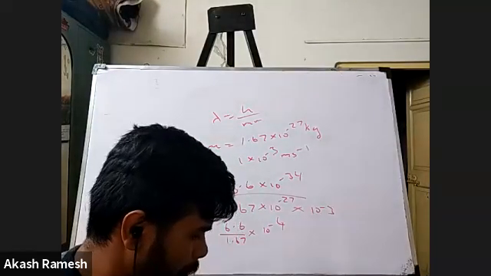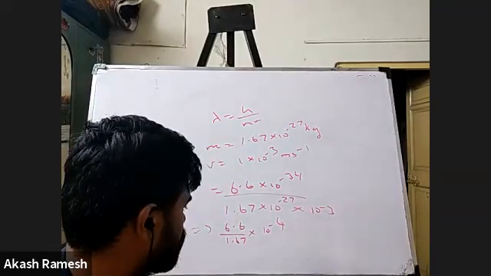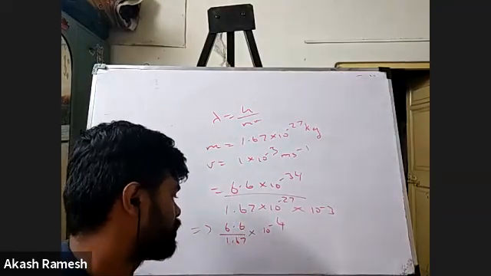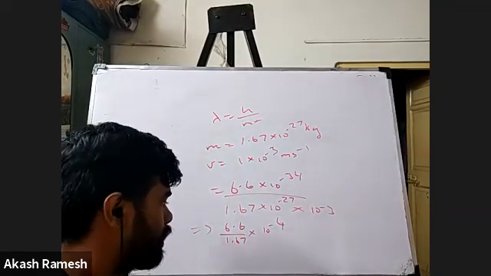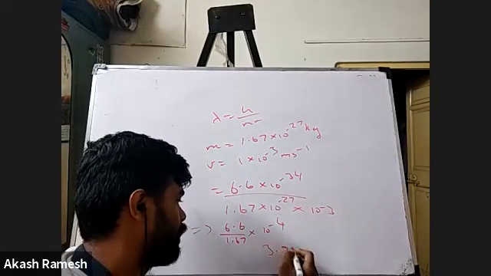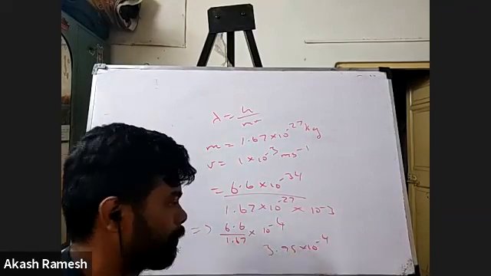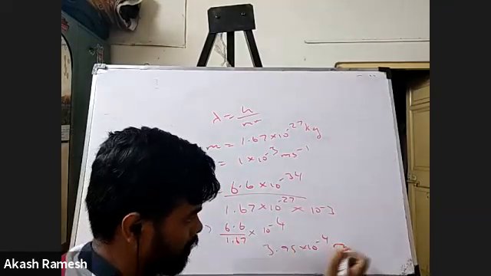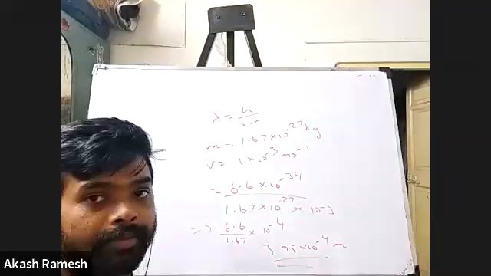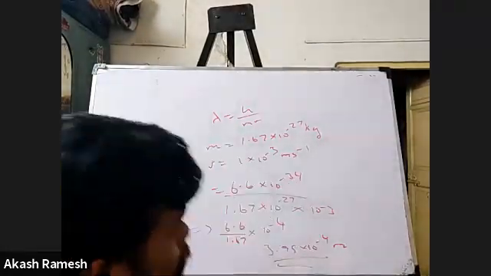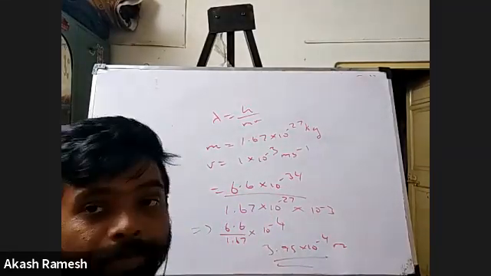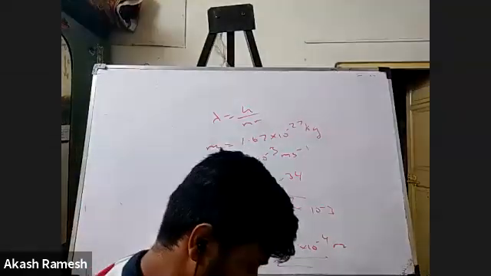Sir, I'm getting 3.95. 6.6 divided by 1.67 is 3.95. Yeah, it should be correct, approximately. So 3.95 into 10 to the power minus 4 meters is the answer. That is the wavelength of this proton moving with this much velocity.